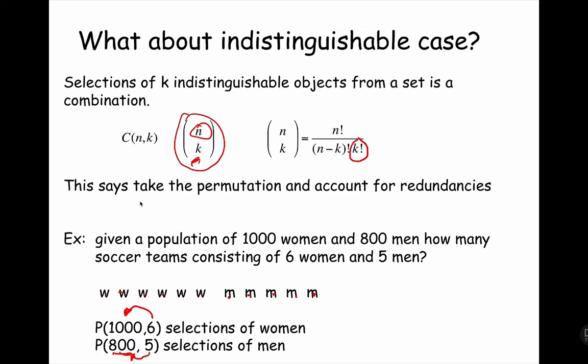Now, of course, you can pick the same 2 males and have them in different order. Bob is chosen first, and then Joe is chosen second. Or you could have Joe chosen first and Bob chosen second, right? That is 2 different ways of saying the same thing if you're dealing with indistinguishable arrangements.